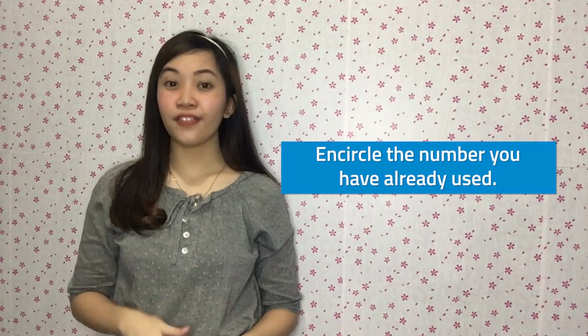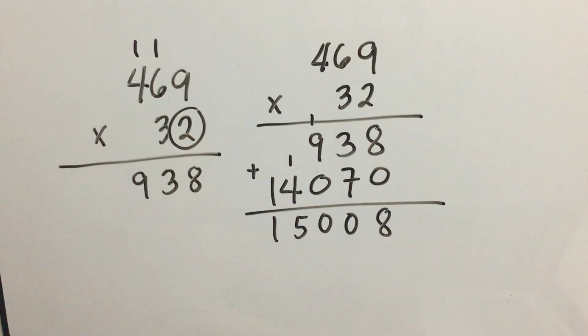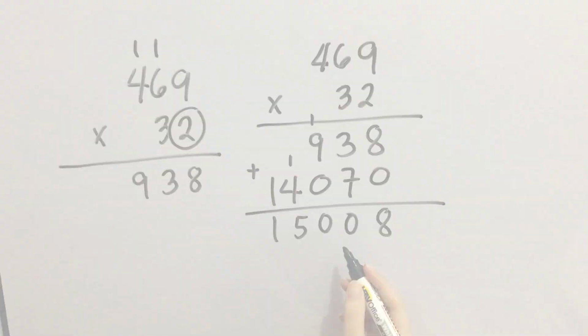Let's start. Tip number 1 in multiplication. If you're having a hard time with long multiplication, one idea is to encircle the number that you have already used. This time, you won't accidentally use them again. Just like what we did in finding the product of 469 and 32. Good job! The correct answer is 15,008.